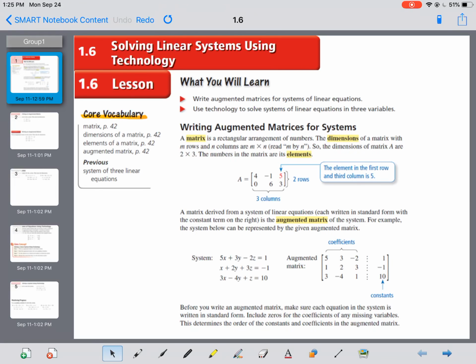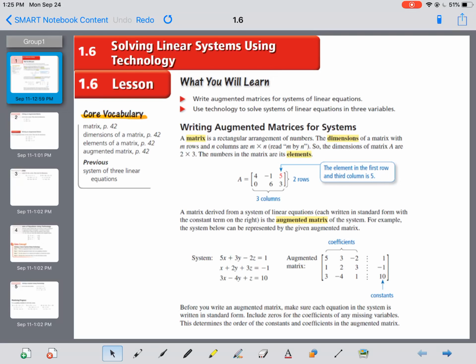A matrix derived from a system of linear equations, each written in standard form with the constant term on the right, and we'll talk about standard form later. But basically, it's got to be alphabetical order, and the thing in front of x has got to be positive. It doesn't have to be in this case, but it's an augmented matrix of the system. Augmented because there's an equal sign in there. It's not just a list of numbers, it's an equation.